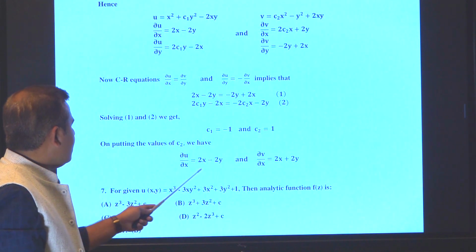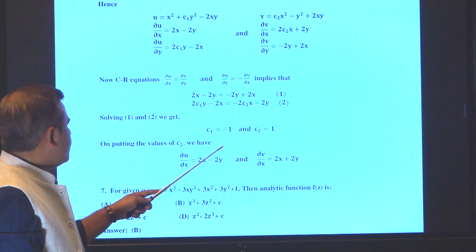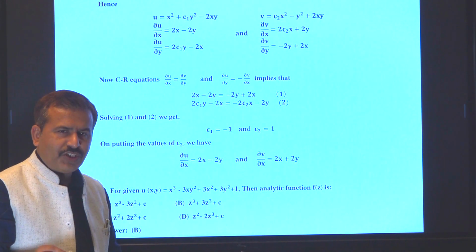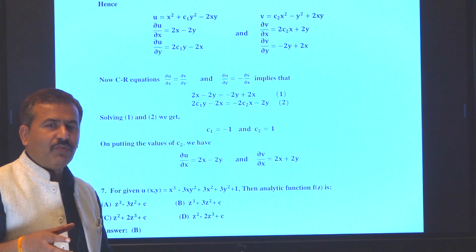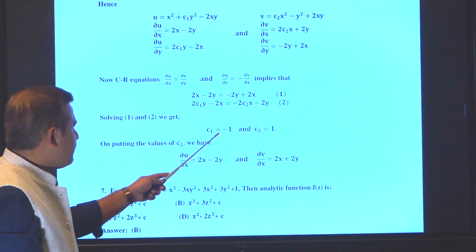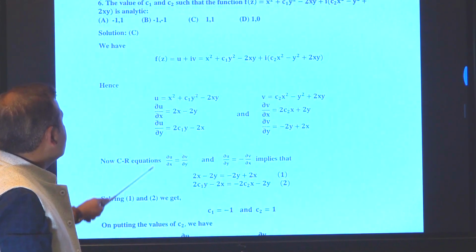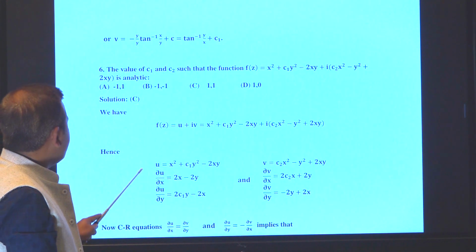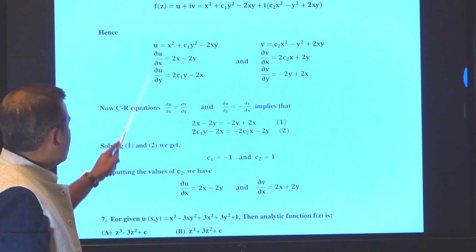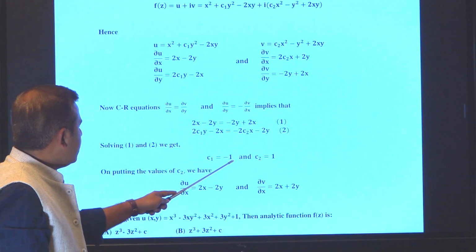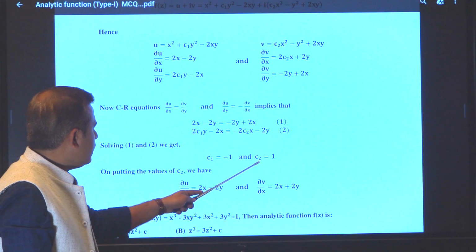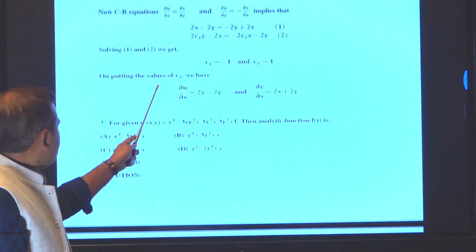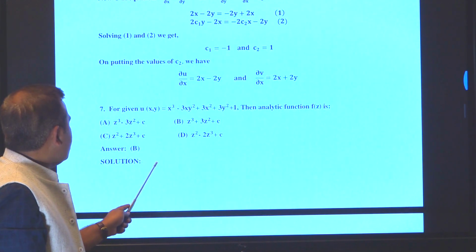So this is the result of C1 and C2, because in this problem, the problem is based on what is the value of C1, C2. So C1 is minus 1 and C2 is 1. So the value of C1 is minus 1 and C2 is 1. Now come to the another problem.